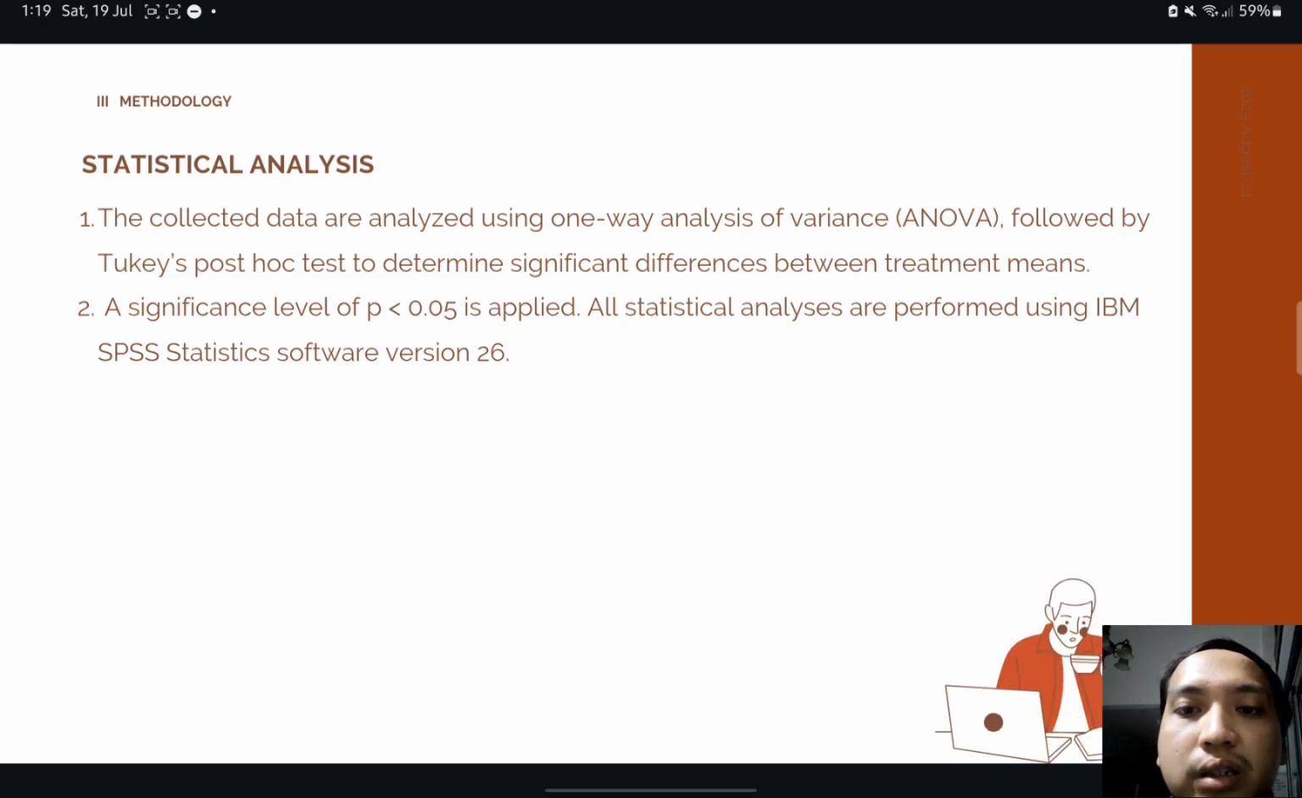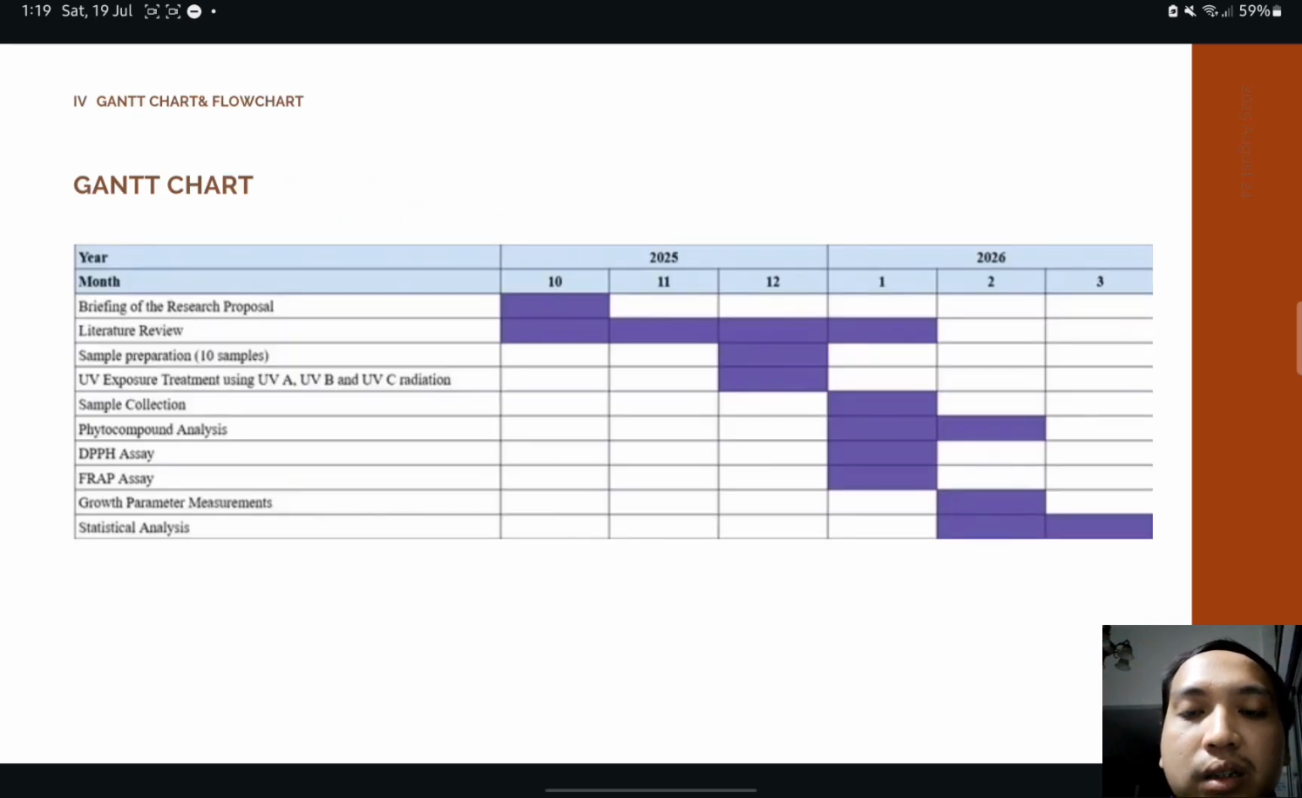So this is our Gantt chart for 6 months. In the first months, until the 4th month, we are going to do the literature review, and then sample preparation at the 3rd month. And I think you can see here what I am going to do.